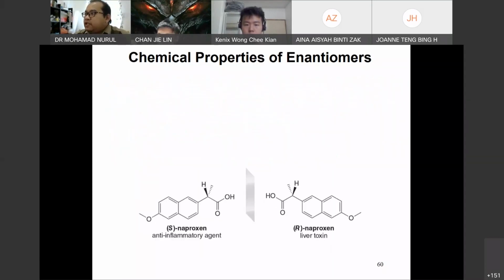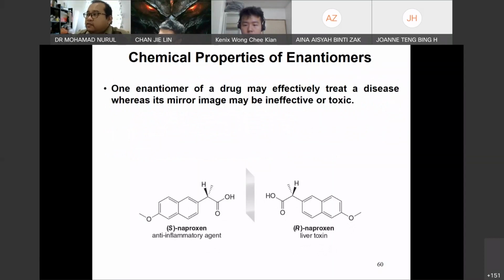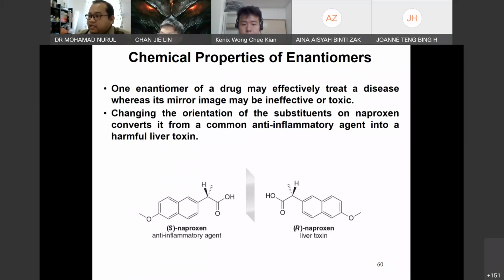So, chemical properties of enantiomers. For example, one enantiomer of a drug may effectively treat a disease, while its mirror image may be ineffective or toxic. The easiest example is naproxen, an anti-inflammatory agent, and this is the S configuration. We put a mirror here and draw the other enantiomer, so it becomes the R configuration. And again, it is toxic to the liver.